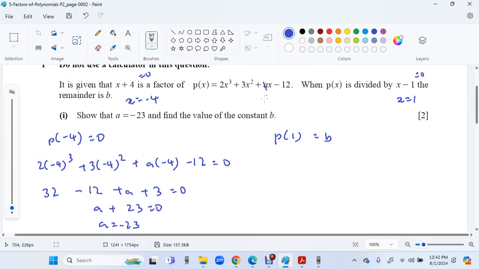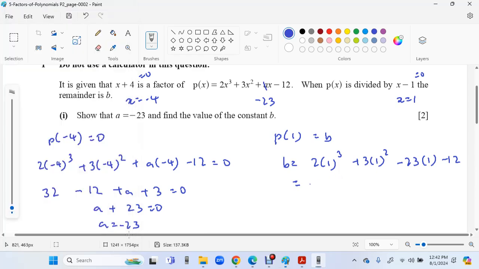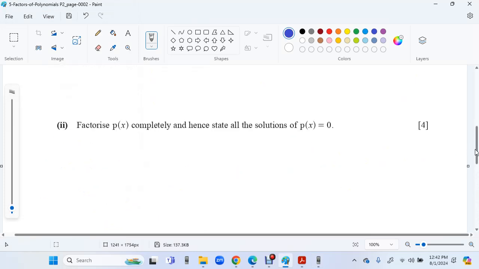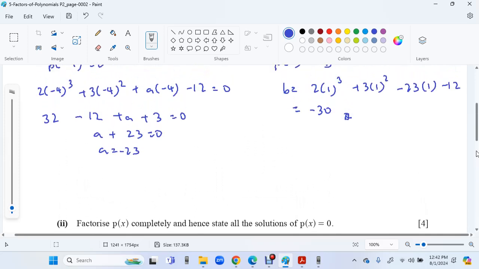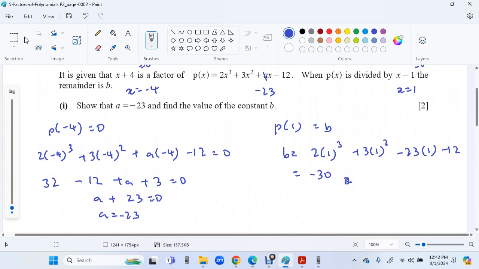So this is -23. So b is 2(1) cubed plus 3(1) squared minus 23(1) minus 12. So 5 minus 23 minus 12, then it's -30. Okay, so factorize completely, state all solutions. So p(x) is this one.